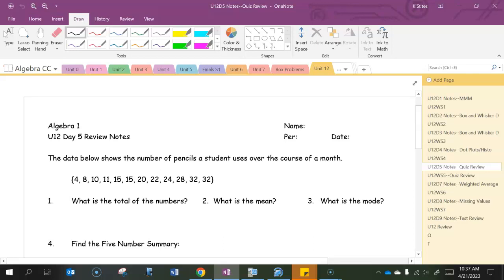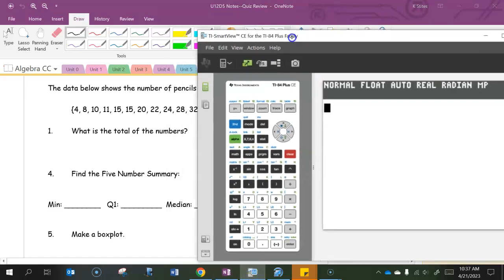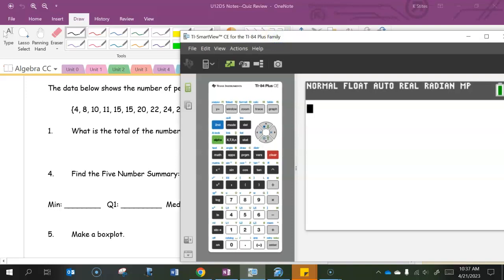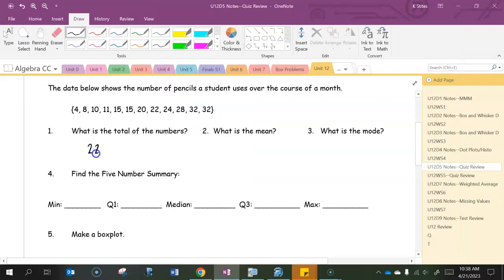So our first problem, we have the data below shows the number of pencils a student uses over the course of a month. And yay for us, these numbers are already in order. So the first question we're asked is what is the total of the numbers? So we're just going to go ahead and type them into our calculator. All right, so I've added all these numbers up in my calculator and I got a 221.